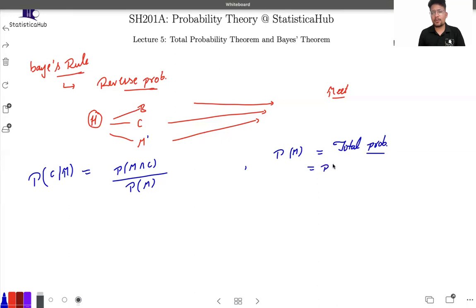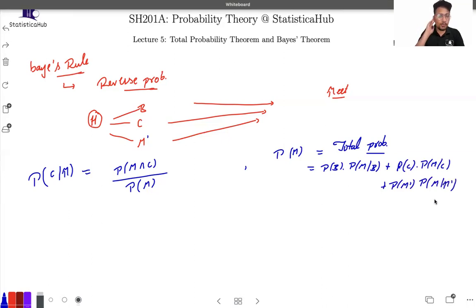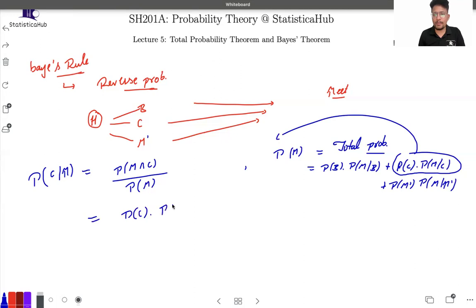That will be coming up like probability of bike into probability of meeting me, given that you are in the bike, probability of cab, probability of meeting me, given that you are choosing the cab, probability of choosing the metro, probability of coming via meeting me, given that you are coming via the metro. Total probability. Now this is like M and C, meeting me and you are coming via the cab. So you can see this part, that is that particular probability. So that is coming out to be probability of cab into probability of meeting me, given that cab, divided by probability of M, that is this particular probability.